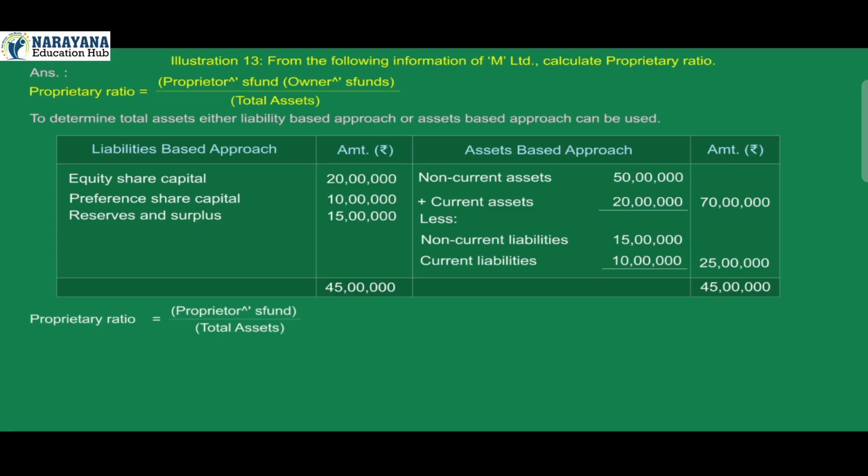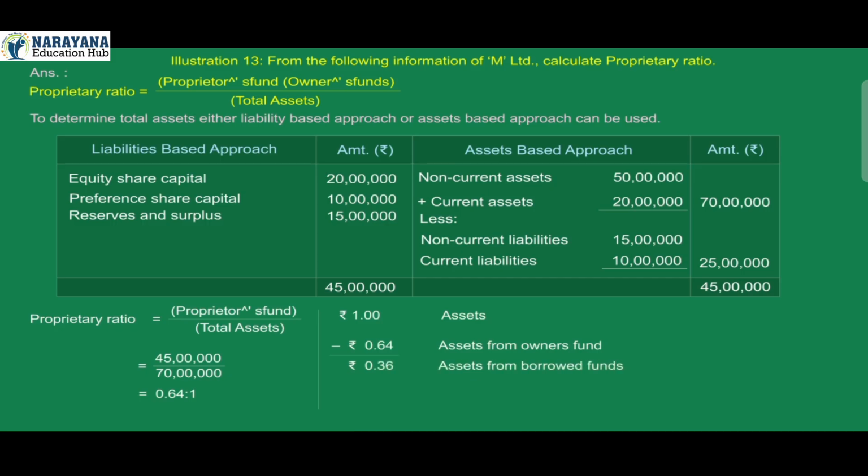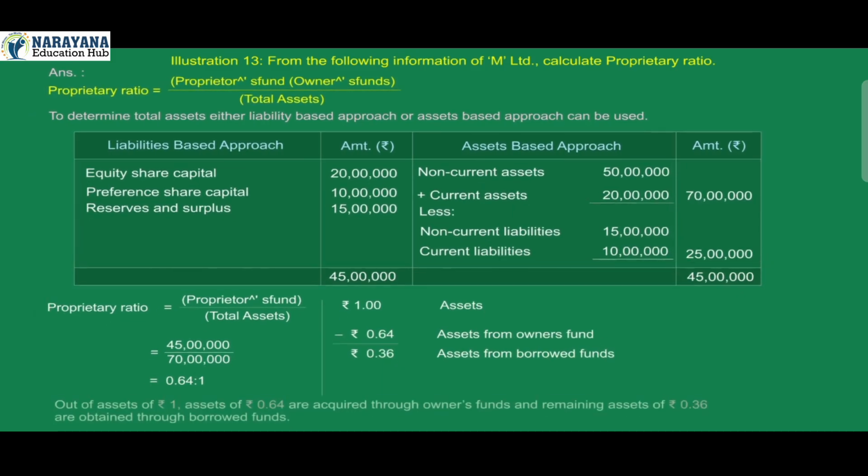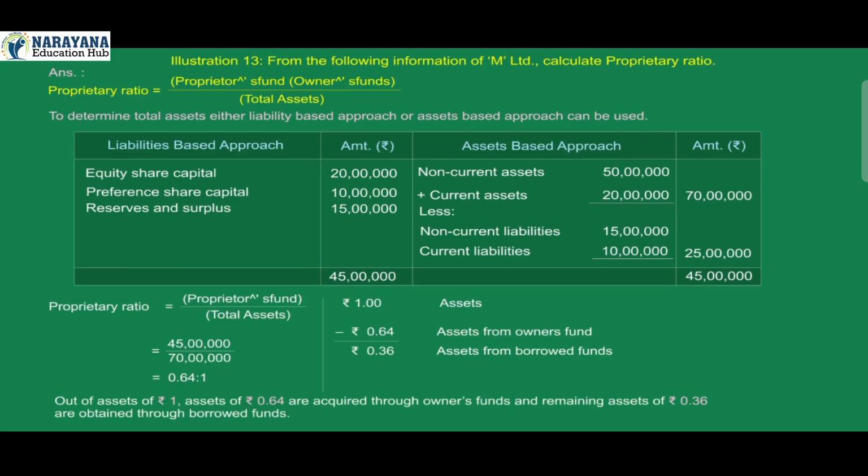Proprietary ratio is equal to proprietor's fund divided by total assets, which is equal to 45 lakh divided by 70 lakh, which is equal to 0.64:1. Rupees 1 of assets minus rupees 0.64 of assets from owner's fund, total rupees 0.36 of assets from borrowed funds. Out of assets of rupees 1, assets of rupees 0.64 are acquired through owner's funds and the remaining assets of rupees 0.36 are obtained through borrowed funds.